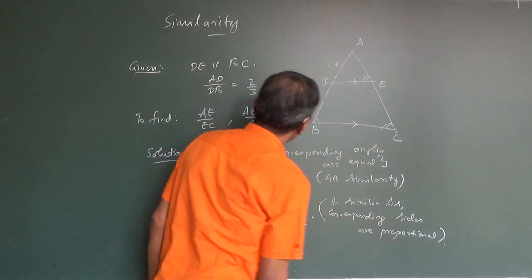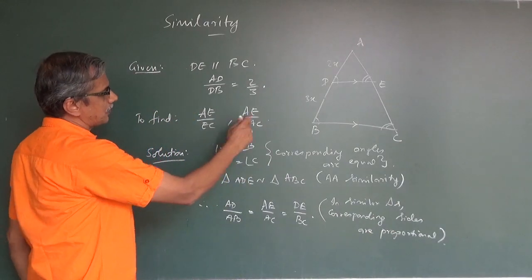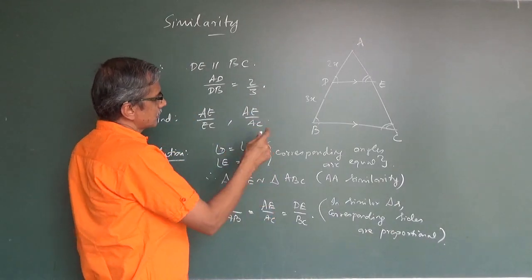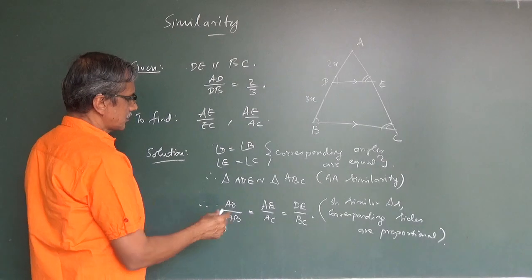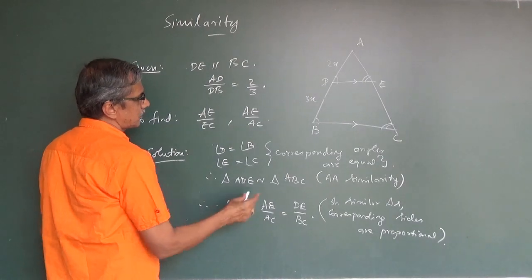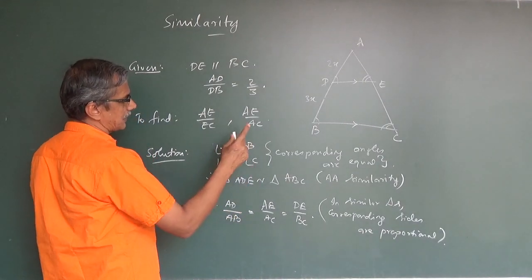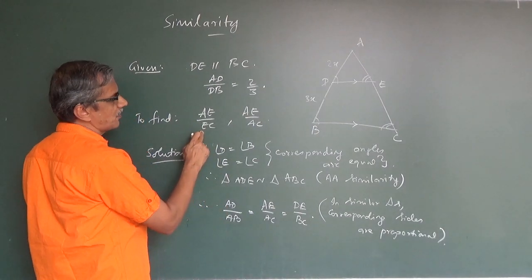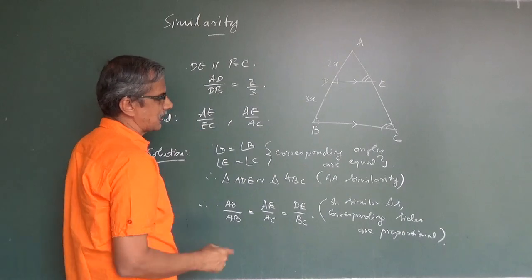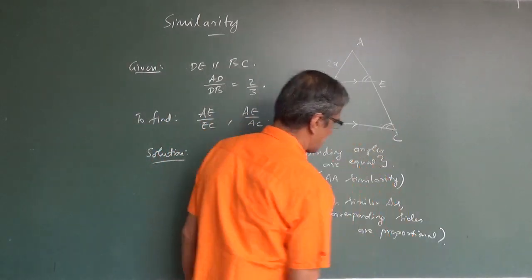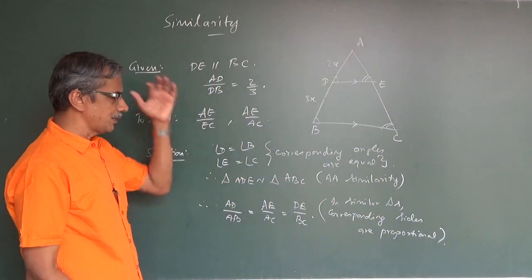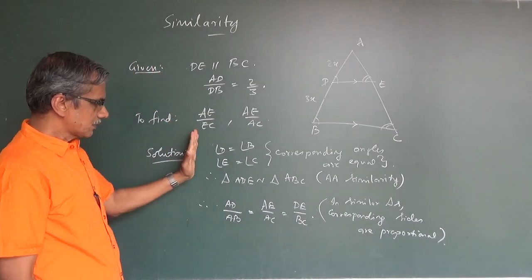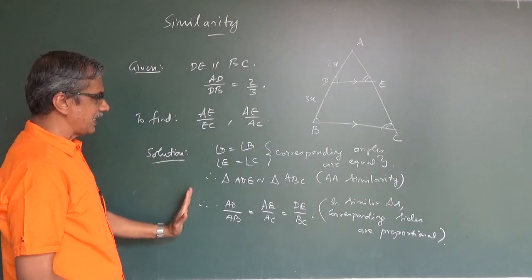Now, so therefore, if you want AE by EC, for this alone you can use the basic proportionality theorem. For all other things you can use similarity. So I hope this is understood. I am going to erase this.